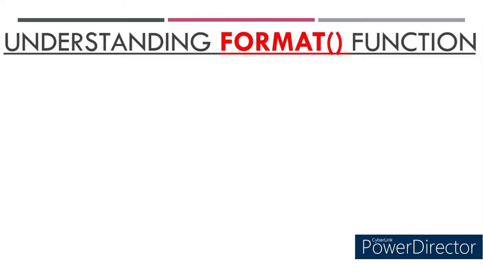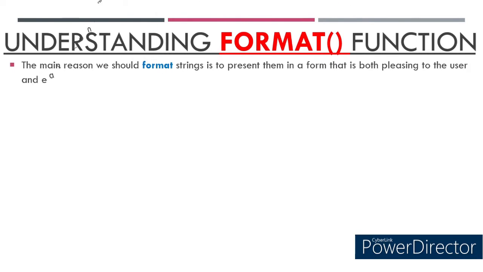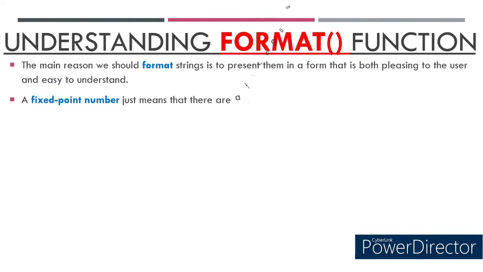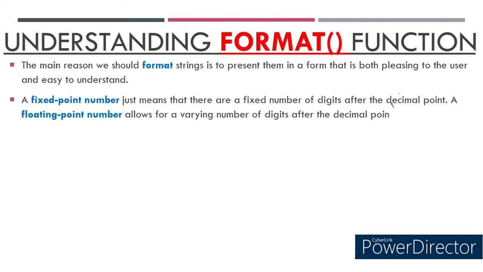You can format strings in a number of ways using Python. The main emphasis of formatting is to present the string in a form that is both pleasing to the user and easy to understand. Formatting doesn't mean adding special fonts or effects in this case, but refers merely to the presentation of the data. For example, the user might want a fixed point number rather than a decimal number as output.